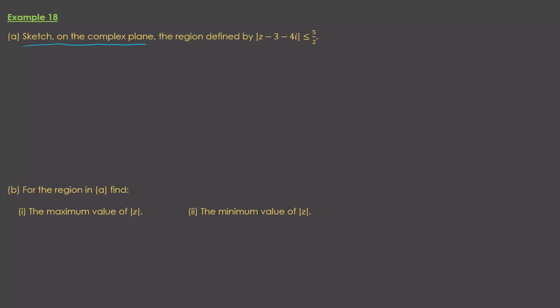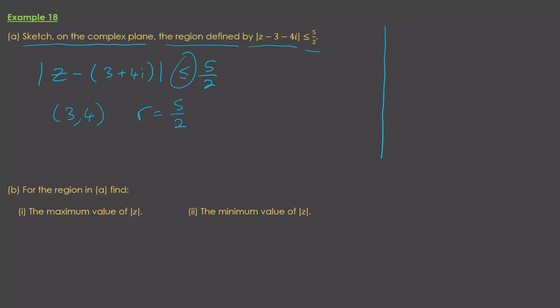Sketch on the complex plane the region defined by mod z minus 3 minus 4i is less than or equal to 5 over 2. Now I like to rewrite that in this way here. You should recognize this as being a circle. By rewriting it like this, we can see that the center is at the point 3, 4. The radius of the circumference is going to be 5 over 2, and then the less than or equal to means we're shading inside that circle. So let's have a sketch of this.